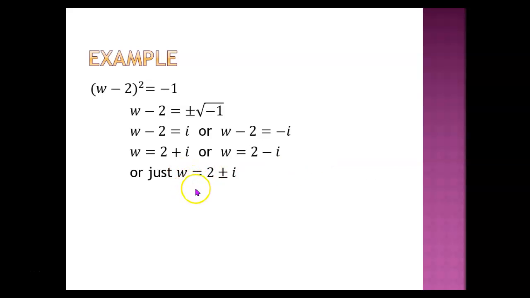And another way of writing that would be, you could just say w equals 2 plus or minus i. That means the same thing. It means that w could equal 2 plus i, or it could equal 2 minus i.